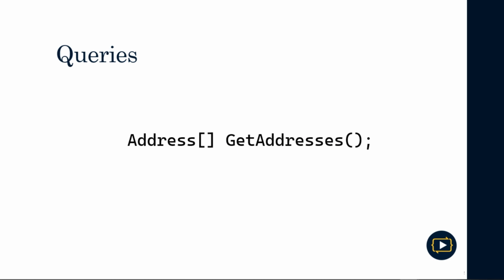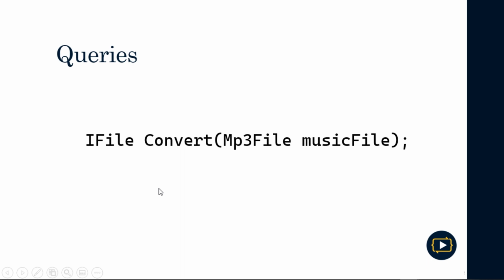Let's look at the first example of a query. We have here an example written in C# code, but the same applies to any programming language. This method is returning a set of addresses. We can quickly infer that it is a query, as when executing this method, we would simply go to some information source and obtain a set of addresses in an array format. Let's look at the second example, in which we would invoke a method called convert. This would receive a parameter of type mp3 file and return a data type, more of an interface type, called IFile, which would be an interface of a file to perform some type of conversion.